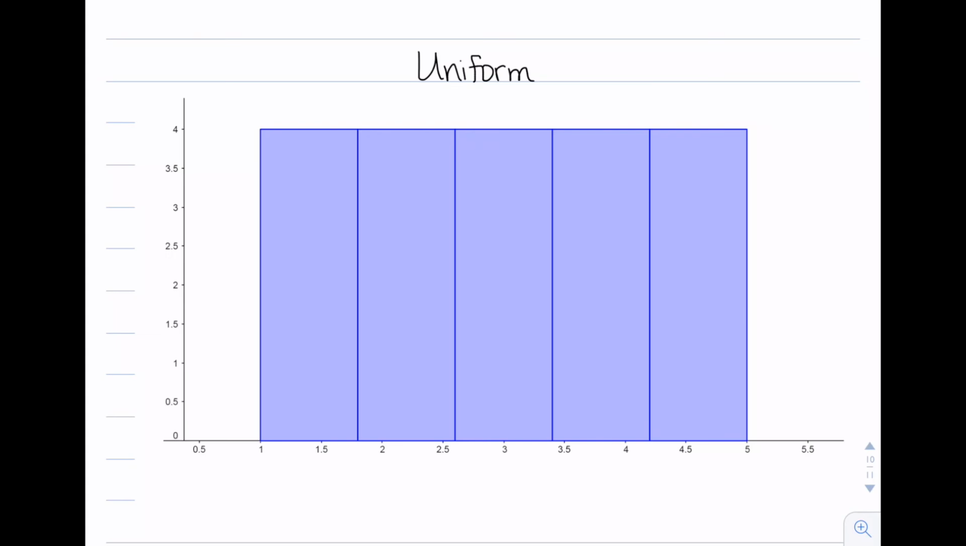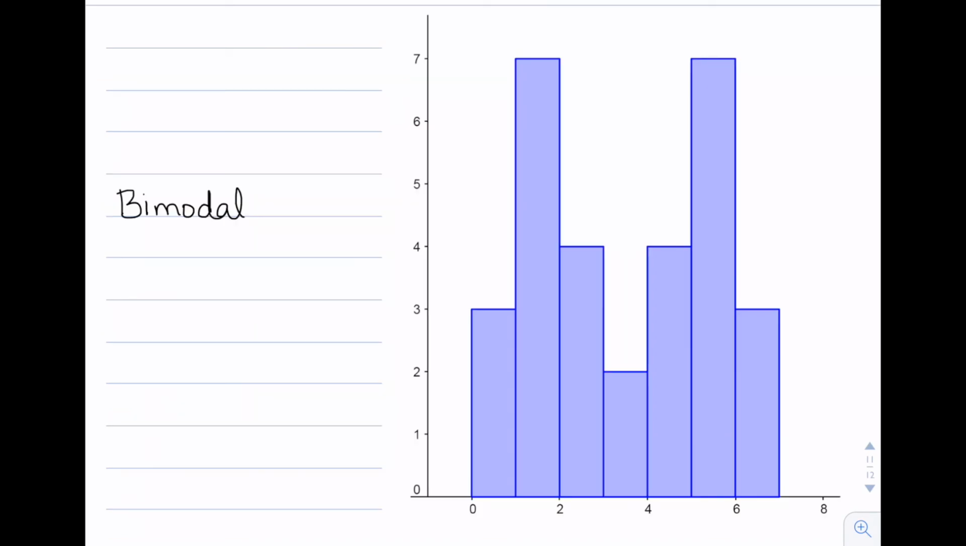We also have uniform. Uniform is where every bar is roughly the same height. In this example, they're all about height 4, but they could be any height. The main thing is uniform has everything about the same height. And for the last named distribution, this one's called bimodal. Bimodals have two peaks, and there needs to be at least one class in between those two peaks. So the two highest bars can't be touching. So that's bimodal.